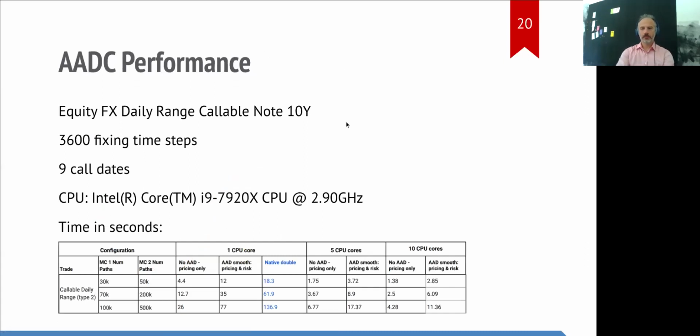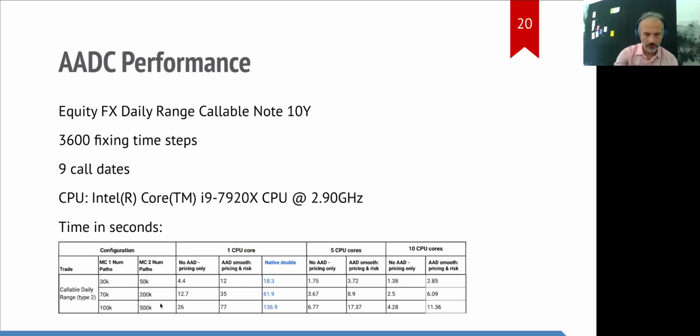Right, and in terms of performance, these tests were done on a fairly beefy, but not the latest and greatest, Intel CPU. For this particular trade, we did not try to optimize and play some quant tricks that you probably want to do in practice. So we simply simulated 3,600 fixing time steps, and here we have annual call dates. And you can see how well this implementation can scale and compute AAD risks.